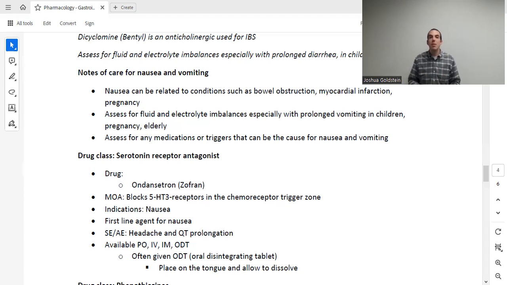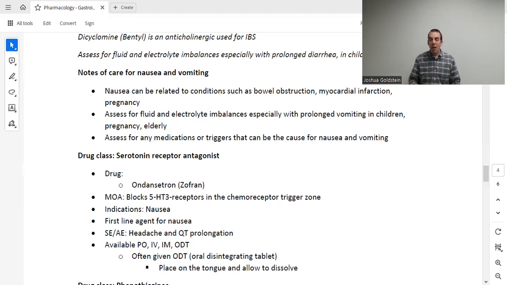Just like I said with diarrhea, any patient who comes in with vomiting, not just nausea, because nausea wouldn't make you fluid and electrolyte imbalance, but vomiting would. So anyone who comes in with vomiting, especially if they're children, if they're pregnant, or if they're elderly, make sure you assess them for fluid and electrolyte imbalance.